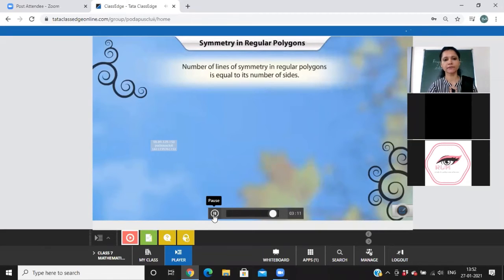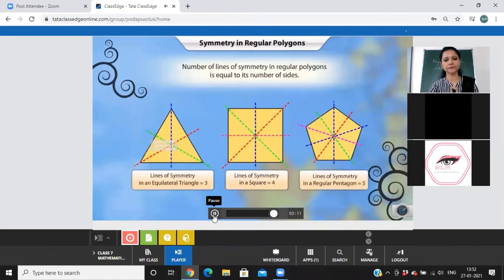Observe that the number of lines of symmetry in each of these cases is equal to the number of sides in each polygon. So children, you just saw that if an equilateral triangle has 3 sides, the number of lines of symmetry is also 3. If a square has 4 equal sides, then the number of lines of symmetry is also 4. And how many lines of symmetry does a pentagon have? 5. So that means a regular polygon has as many lines of symmetry as the number of its equal sides.